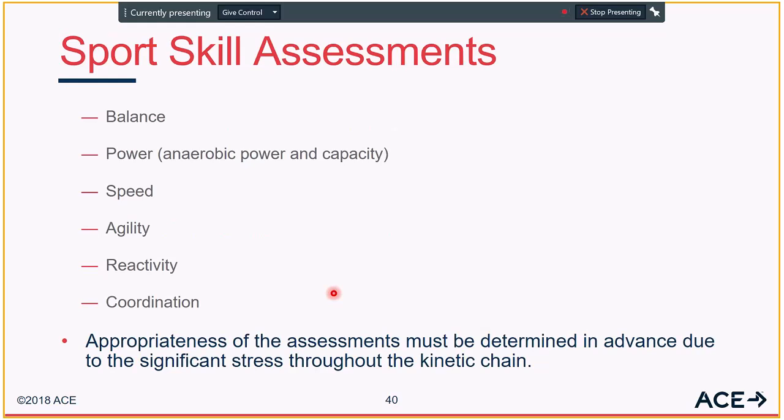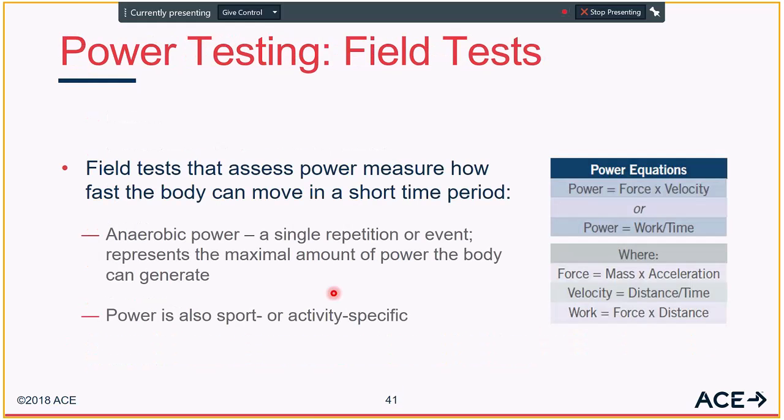But with any of these, we'll talk about the IFT model next week. There's 4 levels in the IFT model, and when you have someone in the 4th level, that's your athletic population. That's when you would be using these assessments. You can use these with your average clients if they have interest in learning what their agility is and whatnot, but for the most part, we don't typically use these assessments with our average people.